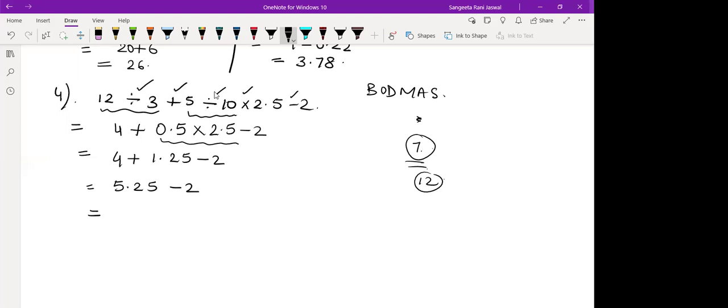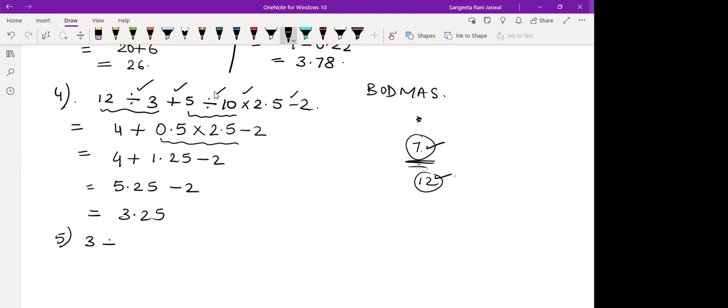Hurry up, Adya. Ma'am, 3.25. Good. Okay. Good, Adya. Okay, children, those who are giving me the answers 7 and 12, please check your answers and make a correction. Okay, let's take another question.